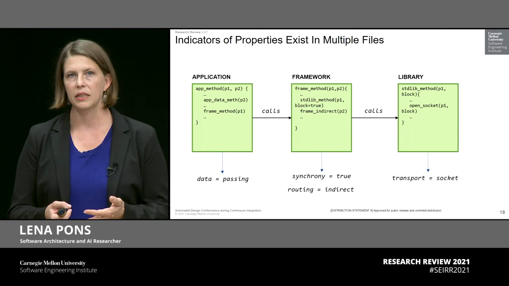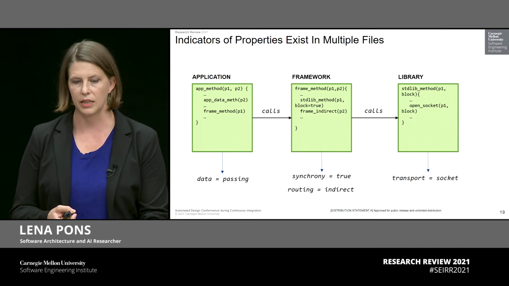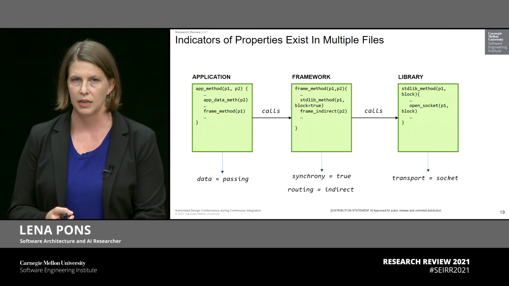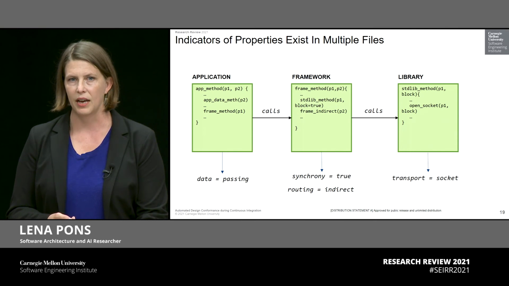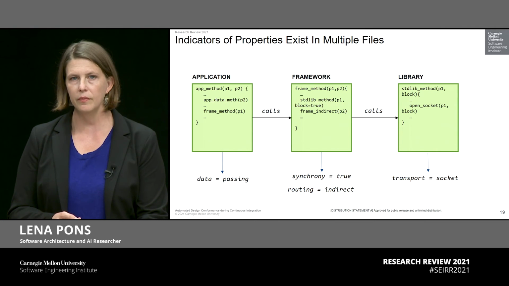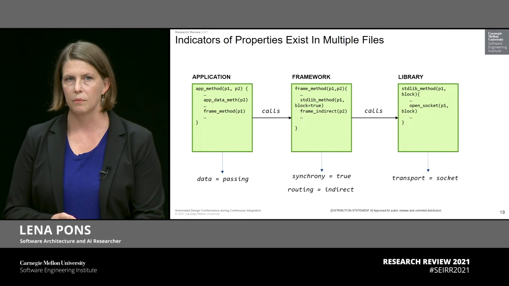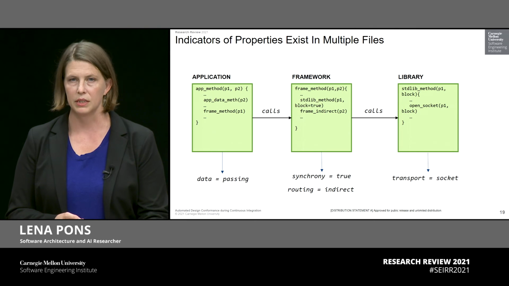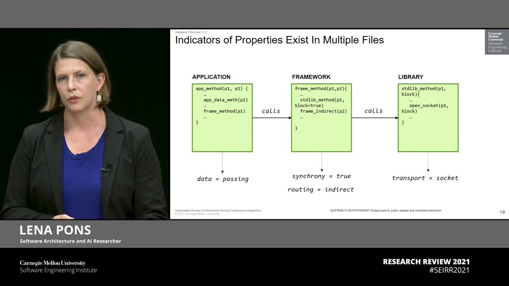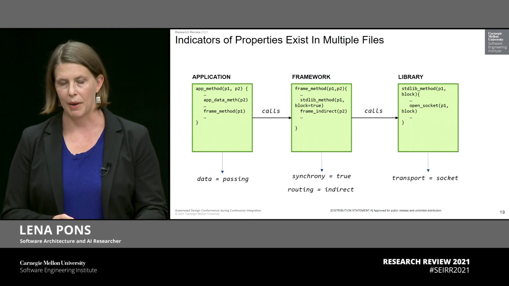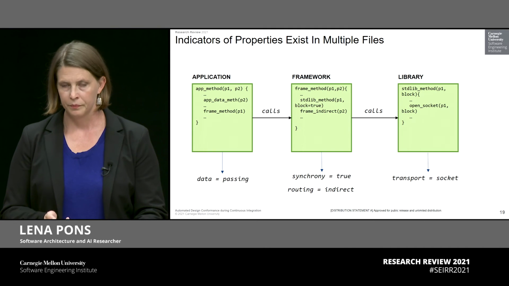So now we need to find not just the methods, but the properties that are related to those formalized definitions of the styles. So we identify that there are methods that are indicative of certain properties that populate through these multiple different layers within the software stack and allow us to label those, allow us to map those properties back to those method calls.